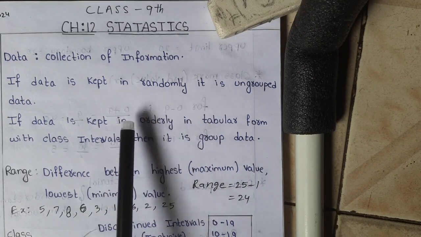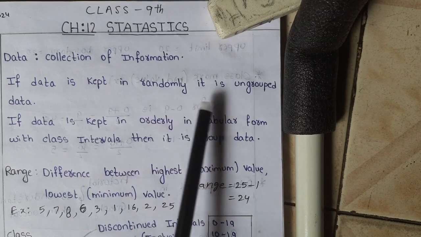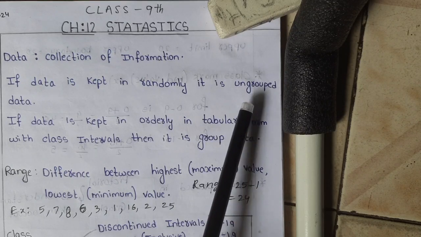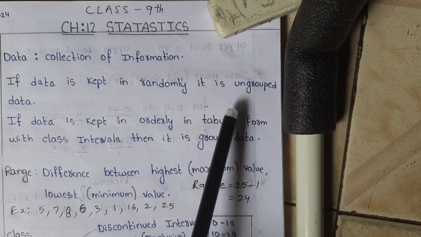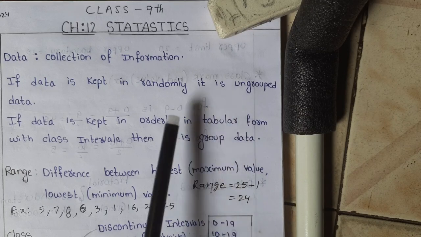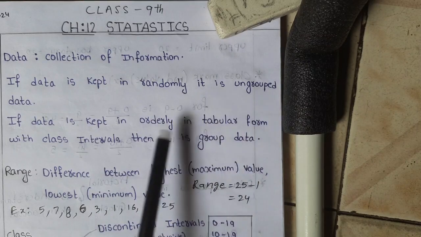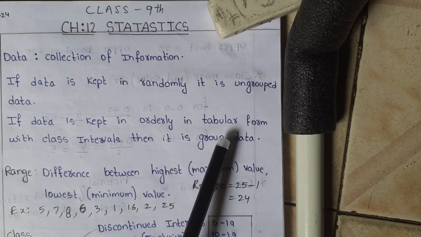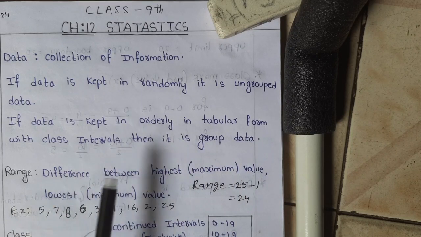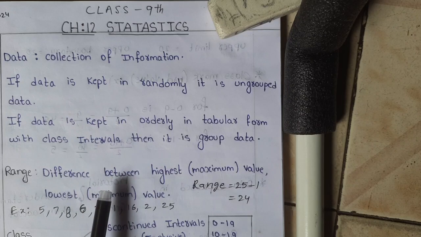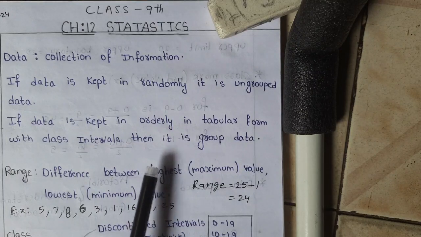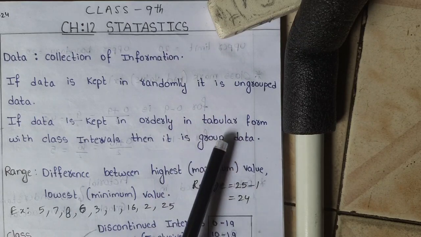Data means any data, whatever it may be, that you can collect. If data is kept randomly, that means disorderly. One person may have 0 rupees, because their parents did not give any pocket money that day. So, not kept orderly, that is ungrouped data. Grouped data means in tabular form, in a table with class intervals: 0 to 5, 5 to 10, 10 to 15, 15 to 20, 20 to 25. Like that, you write grouped data up to 100 rupees. So that is grouped data.